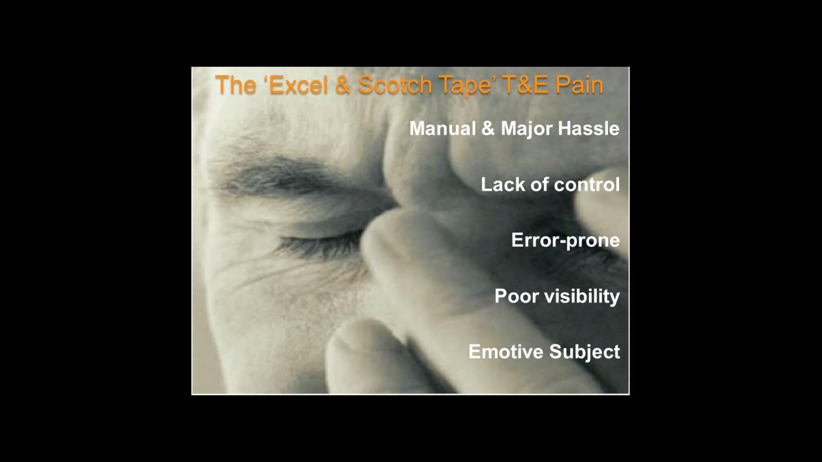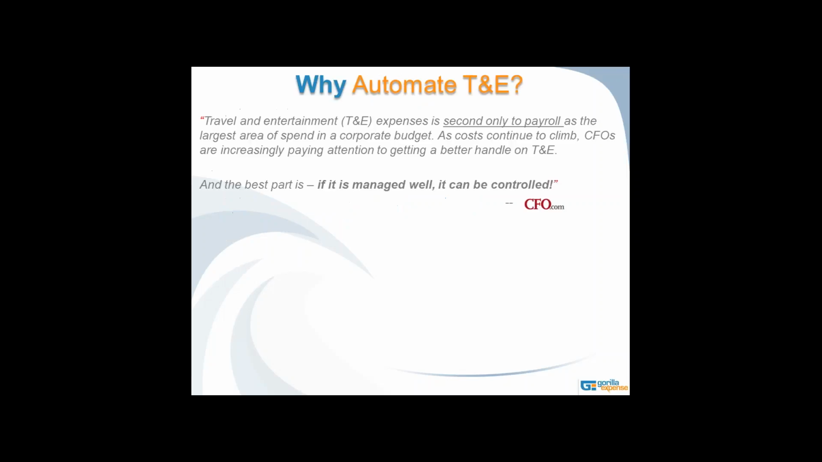The obvious answer is to automate this process and make it much easier to manage. Let's talk about why automating T&E. And this is from a quote from one of our friends at CFO.com. Basically what they said is T&E expenses are second only to payroll in terms of discretionary spend for a company. And as costs continue to climb, companies are increasingly paying attention towards getting a better handle on this. And the best part is if it's managed well, it can be controlled. So essentially what they're saying is if this is an area of improvement that you've identified, then by focusing on it and solving it, you can put money back into the company's pocket.